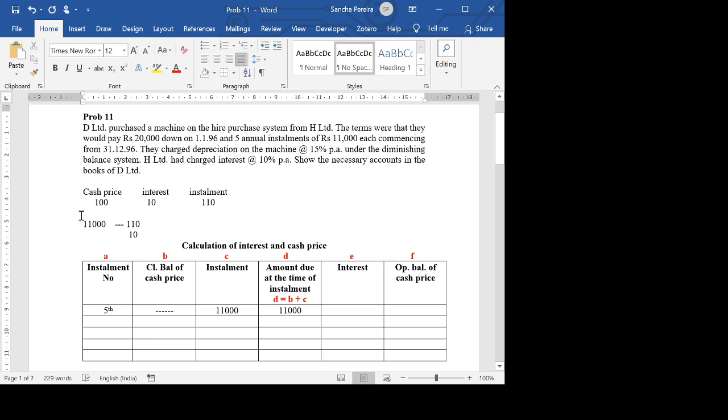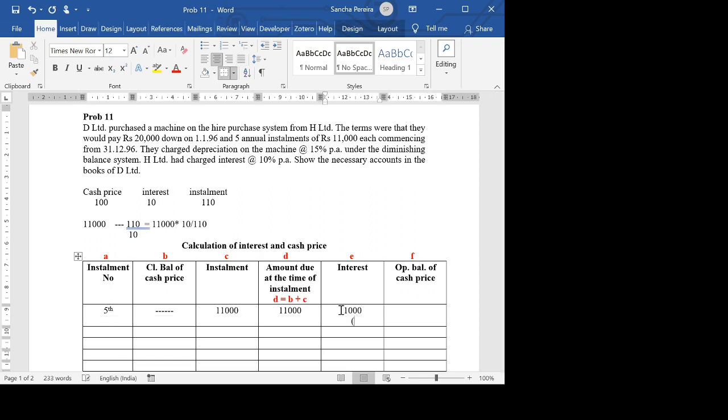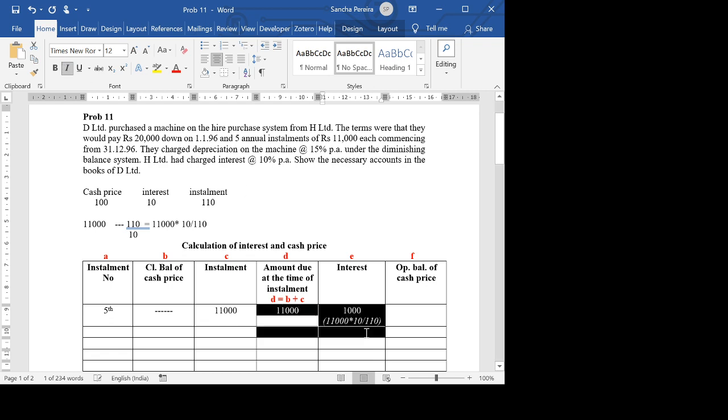Why did I show this? To tell you how I've got it. Otherwise somebody may wonder why I'm dividing it by 110. It's because of this. Okay. So this is basically equal to 11,000 into 10 divided by 110. Yes, thank you for the answer. So this is 1000, and how I got that 1000 is basically 11,000 into 10 divided by 110. This is how I got it.